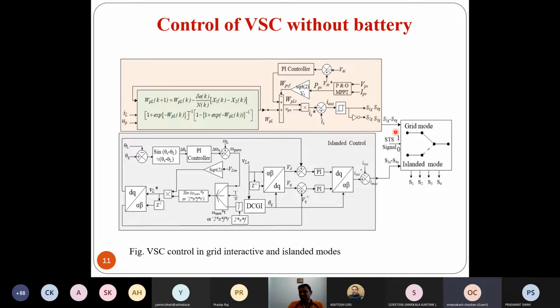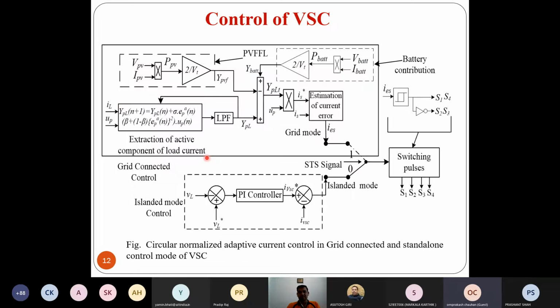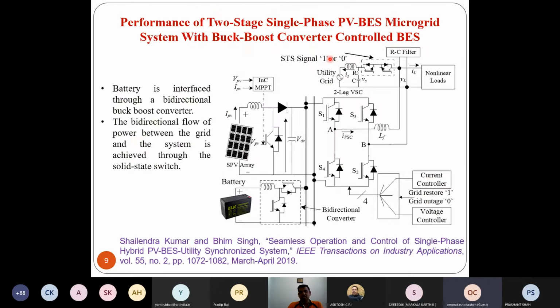And this STS signal, this synchronization controller, will decide which control will be activated at what time. Suppose grid is there, then your STS will get one signal, so current control will be activated. If STS is getting 0, your islanded control will be activated. This is the control for this particular unit. I mean, battery has been involved.